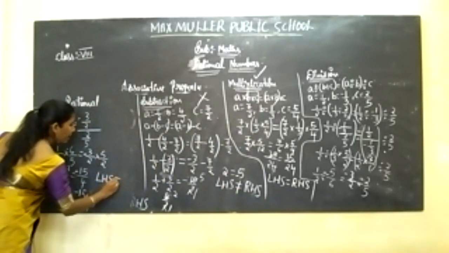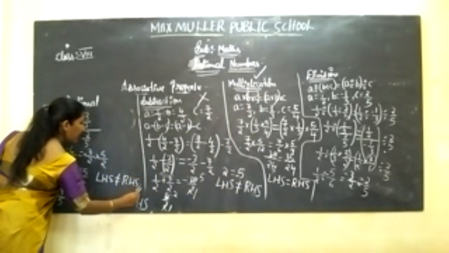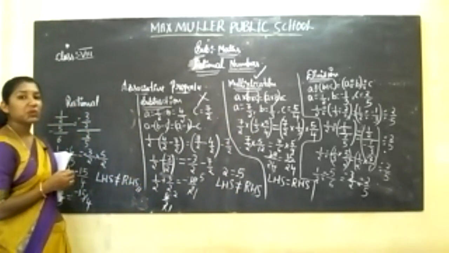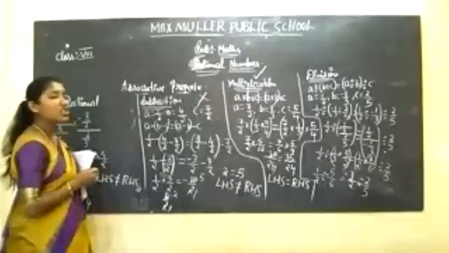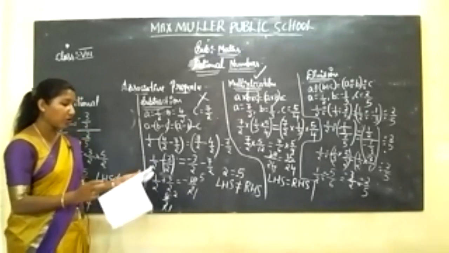But finally you have to write LHS is not equal to RHS. Okay. For rational numbers, the associative property, division doesn't hold good. Okay. You have to write.